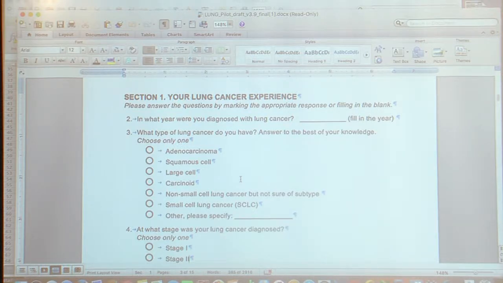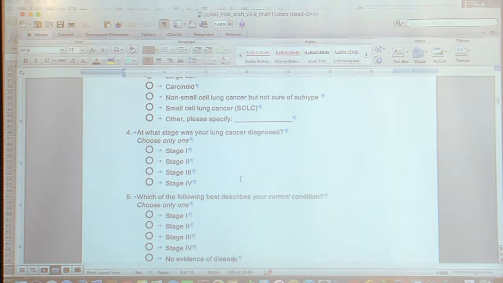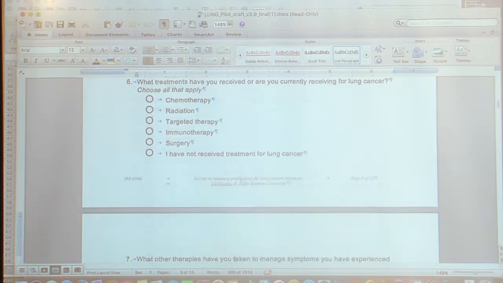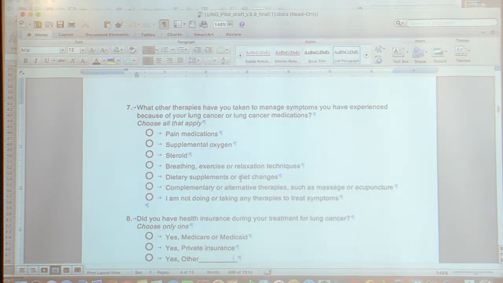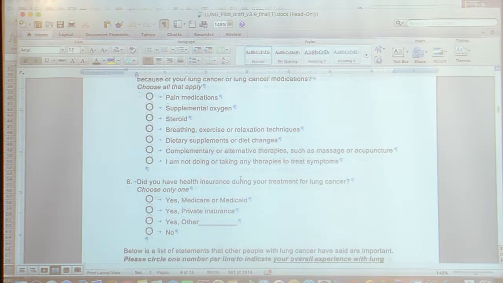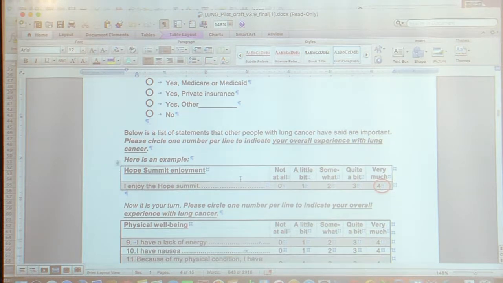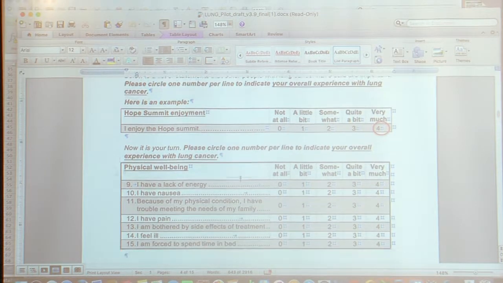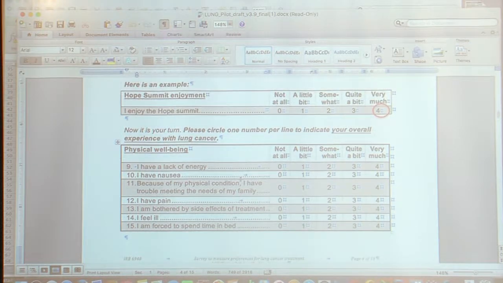Patient-centered research is also not just about explaining the preferences, but also where people are coming from. So I like to know the different types of cancer, the staging of cancer, where you are, the different treatments that you've had, some different therapies, your insurance status, and then this is a scale that is used elsewhere.